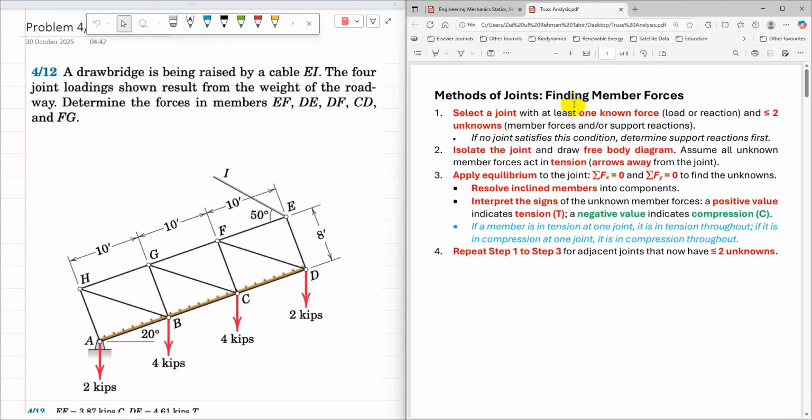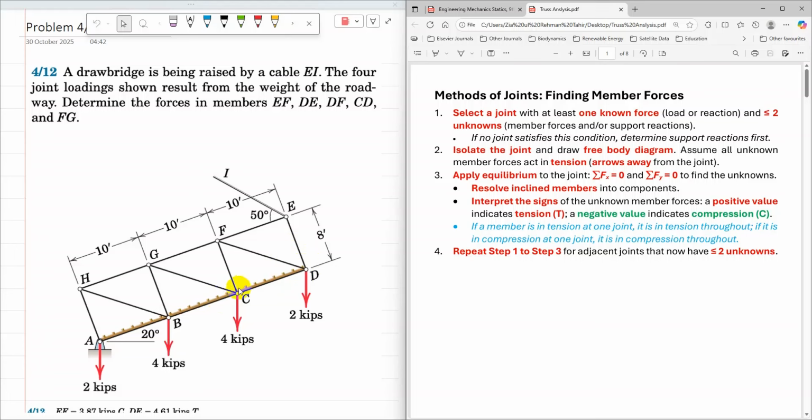So these are the steps to find member forces using the method of joints. First, we need to select a joint with at least one known force and two or fewer unknown member forces or reactions. So four loads are applied at A, B, C, and D. At joint D, it is connected with three members, so there are three member forces.